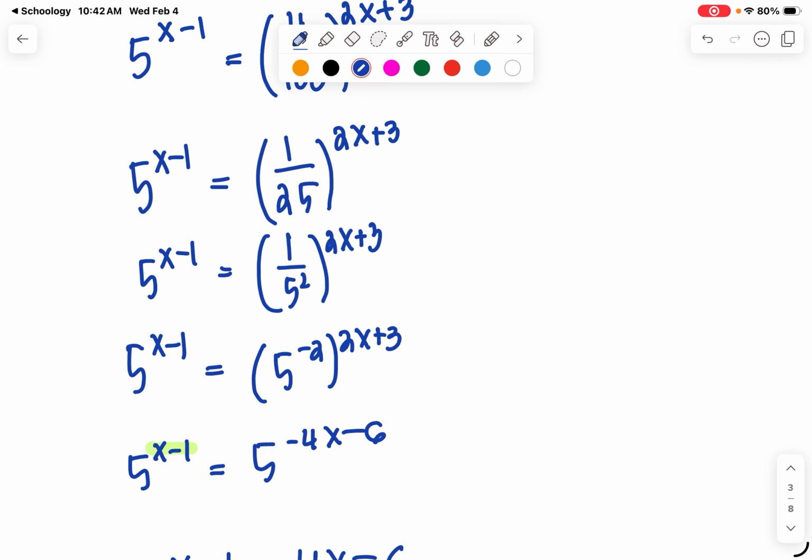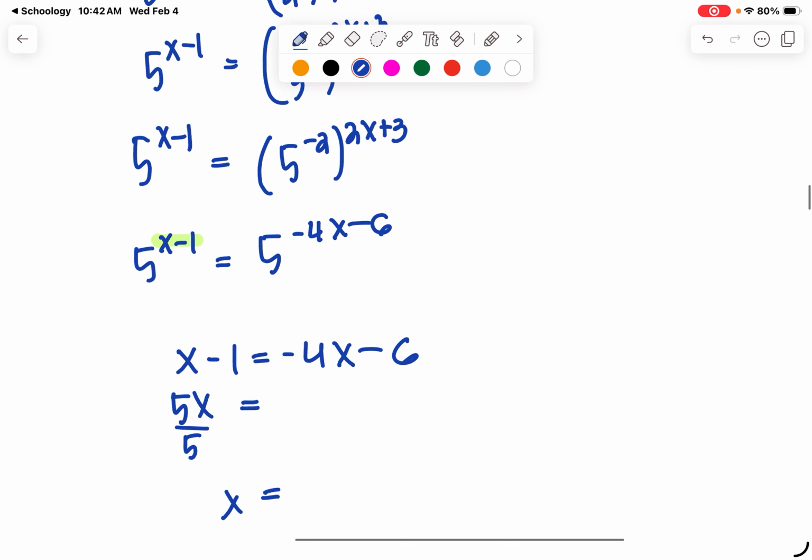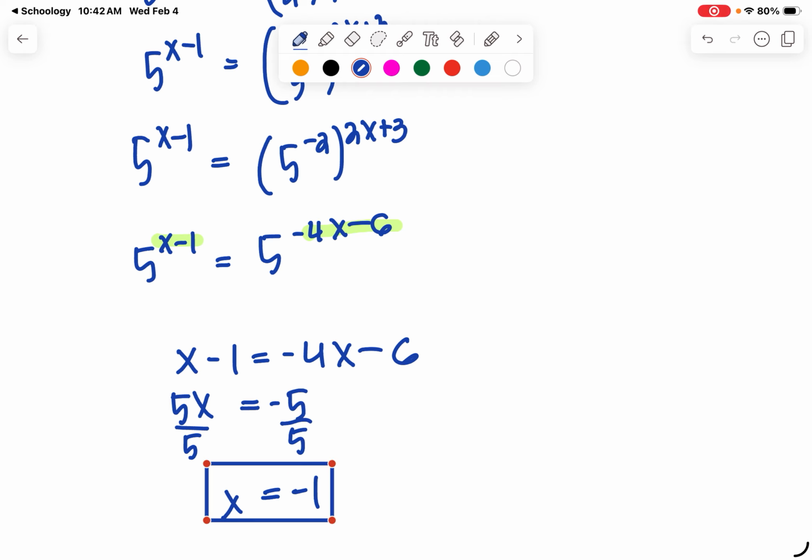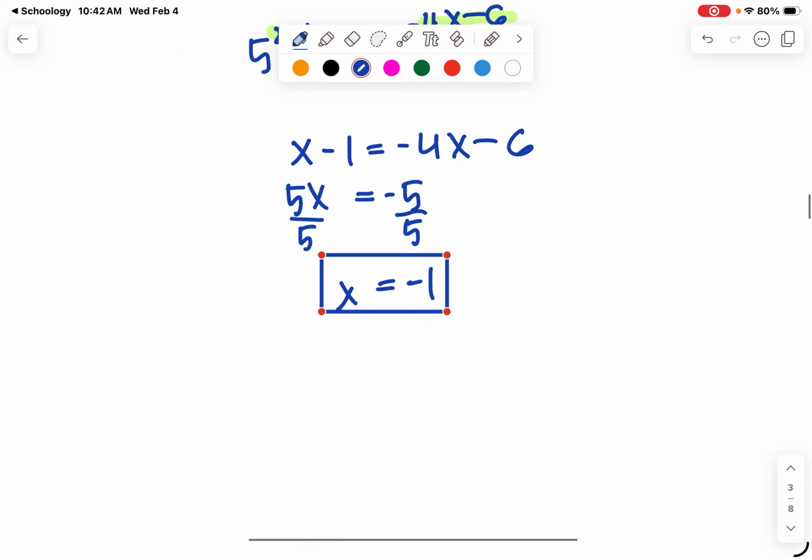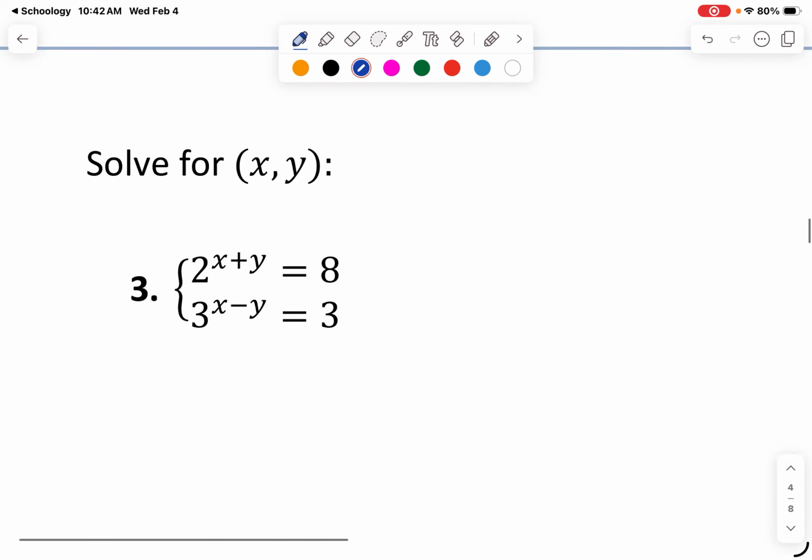All right, so distribute your -2, that's -4x minus 6. Set your exponents equal to each other. And now add 4x to both sides, add 6 to both sides, or add 1 to both sides, we have -5. Divide by 5, we have x equals -1. Okay. Here we go. All right, if that was a -3, then my other answer would have been fine. Okay, not that there was anything wrong with that answer.